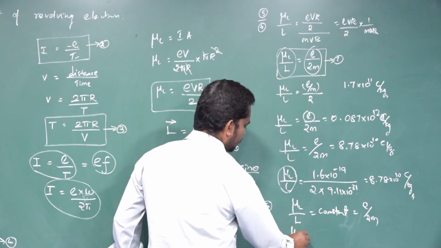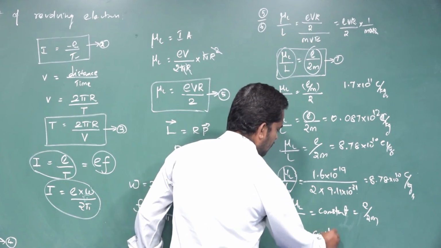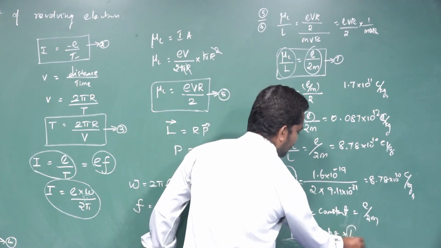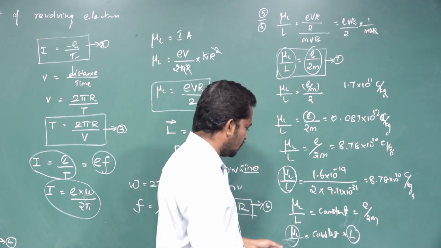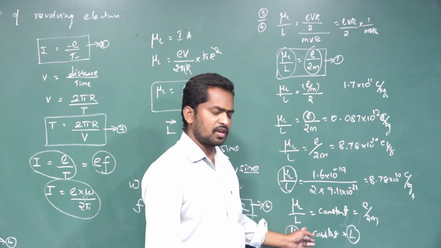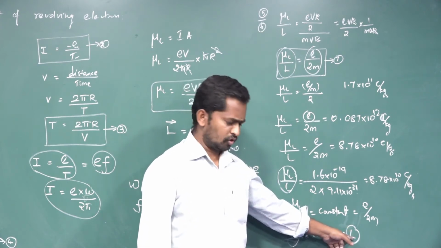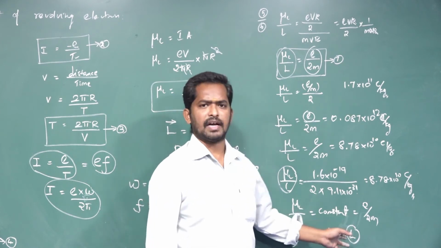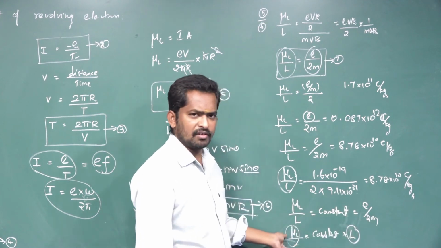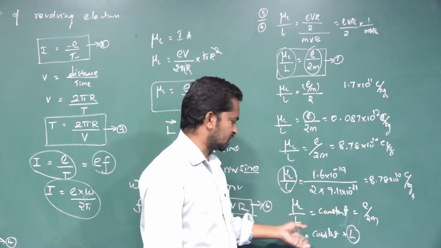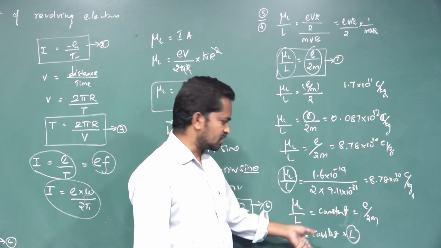So mu L divided by L is constant, which means mu L is equal to constant into L. L is the angular momentum, and mu L is the dipole moment of the revolving electron. The dipole moment depends on the L value and is directly proportional to angular momentum. If the L value increases, mu L also increases; if L decreases, mu L also decreases.